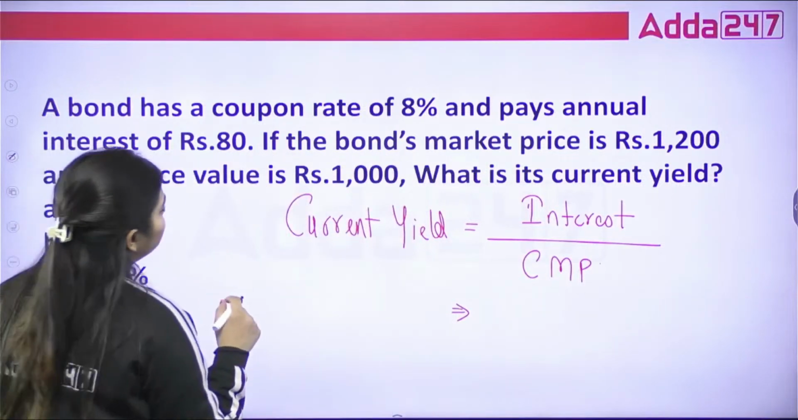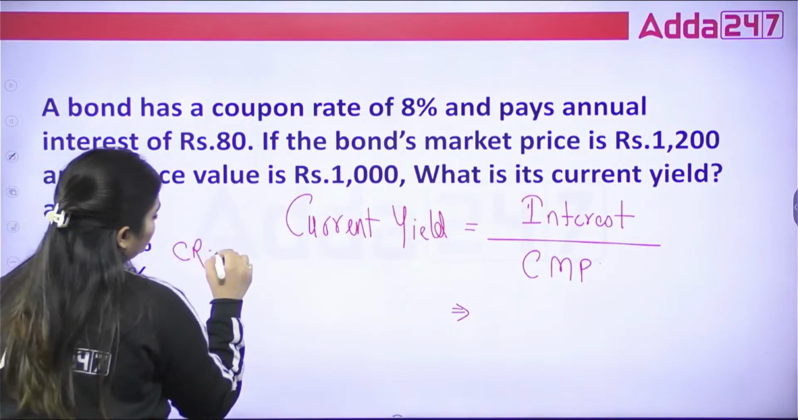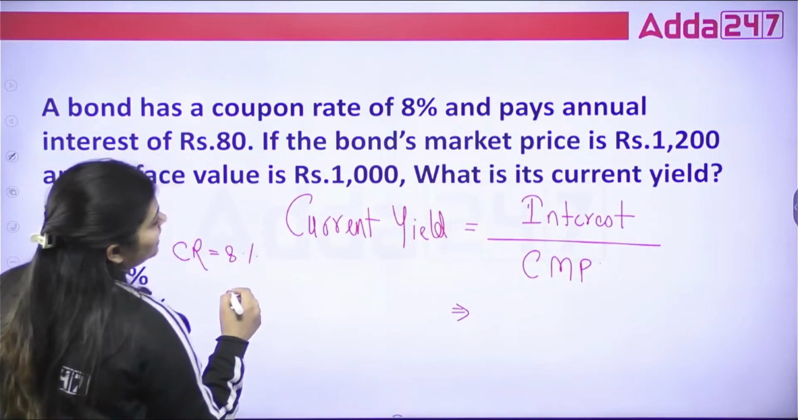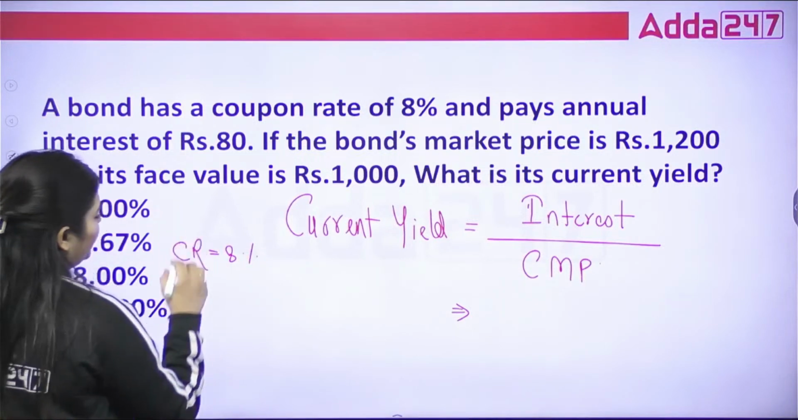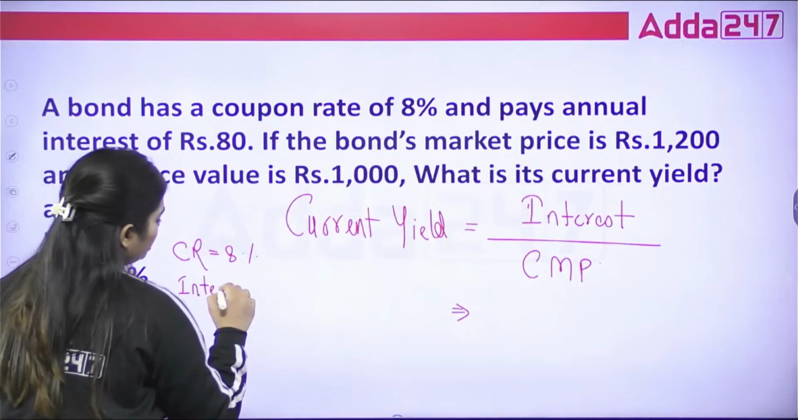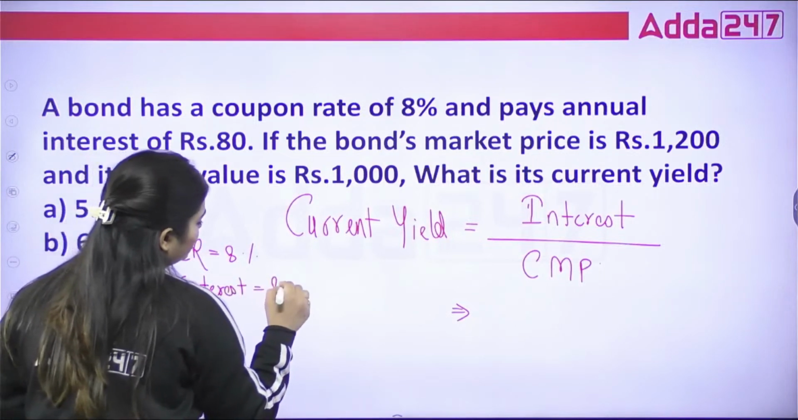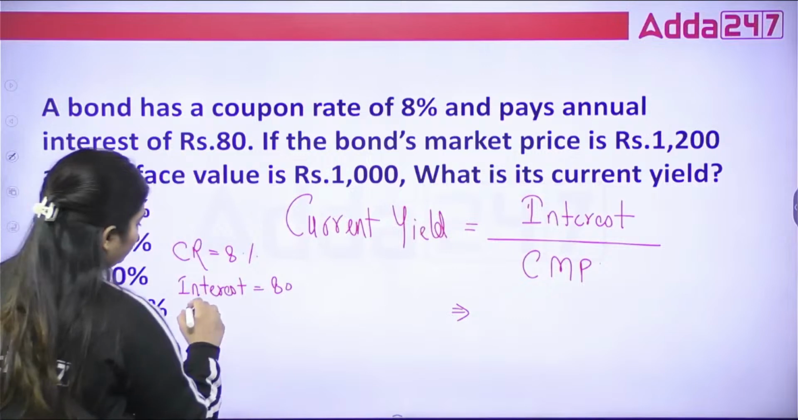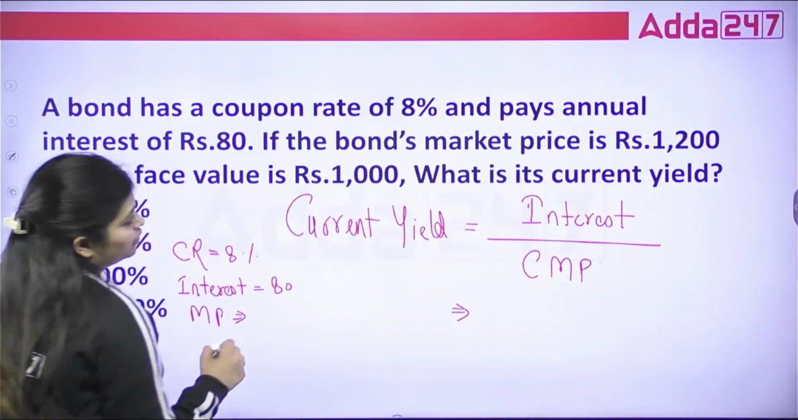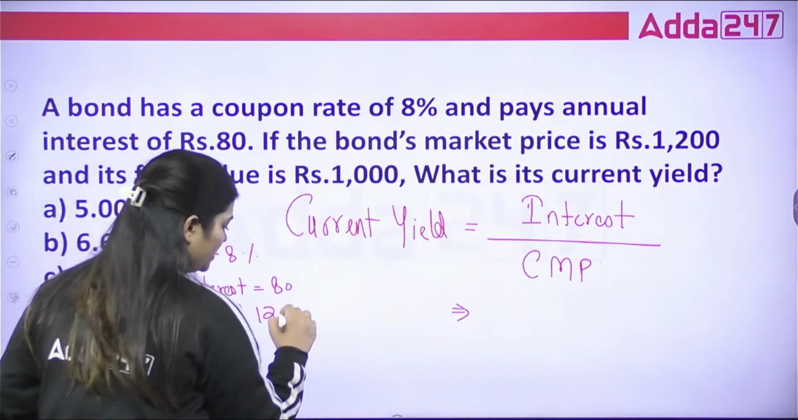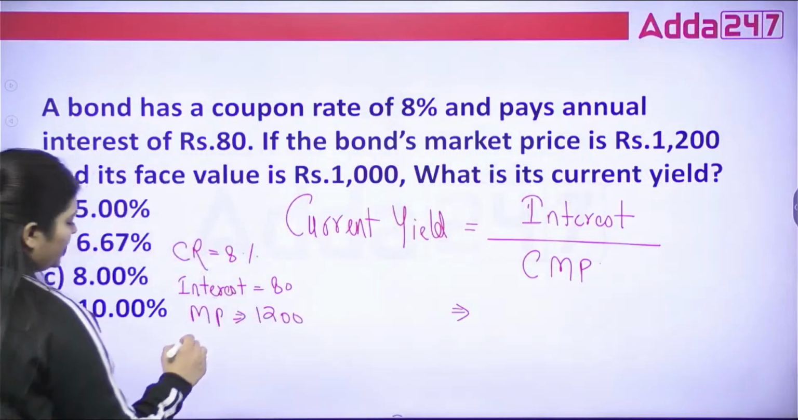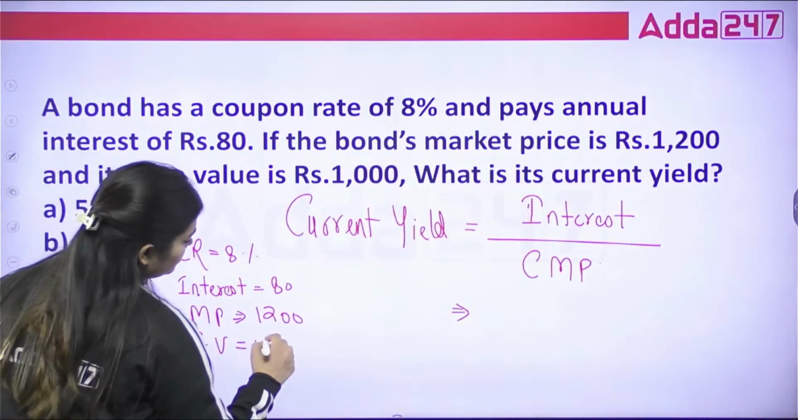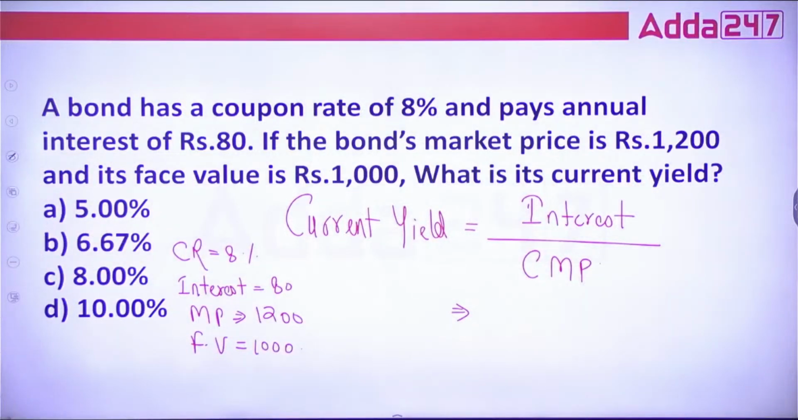If you read this question, the coupon rate is equal to 8%. Then you have an annual interest of 80 ticket. Your annual interest is also given as 80. Your market price is given over here as around 1200. Then we have face value equal to 1000.